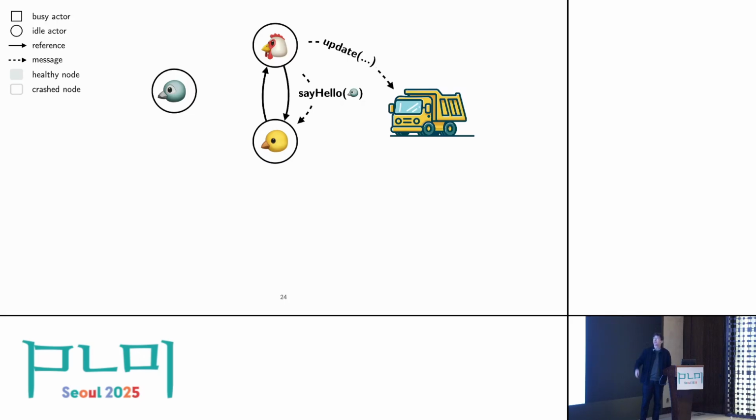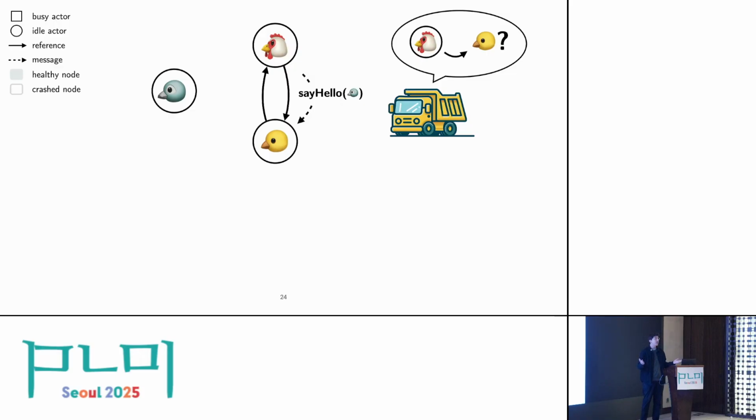So the chicken says, well, garbage collector, I'm idle right now, and I have a reference to this yellow bird. That's all the information you know. And now the garbage collector has this view of the world that's starting to build up.